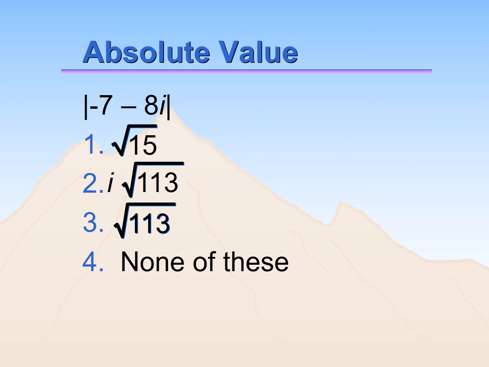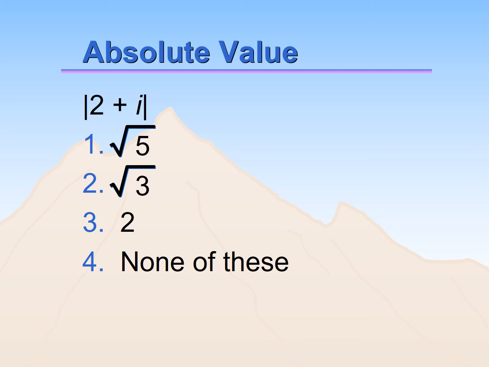Okay, I'm going to let you try to do this. Remember, do the square root of a squared plus b squared, where a is going to be -7 and b is going to be -8. Remember, when you square a negative, it becomes positive. All right, so you should have gotten the square root of -7 squared plus -8 squared. -7 squared is 49, and -8 squared is 64. 49 plus 64 is 113. So you should have gotten the square root of 113, which doesn't simplify, so you should have gotten answer number 3.